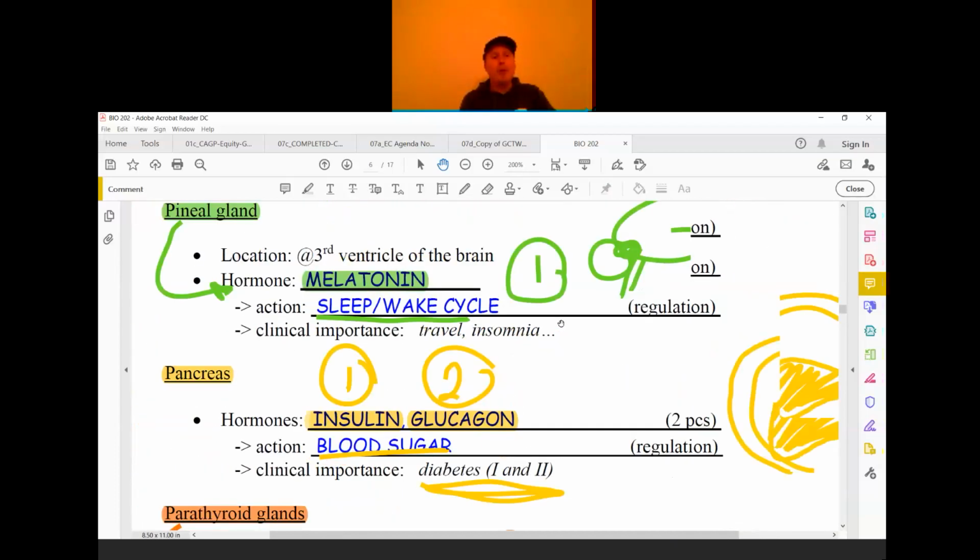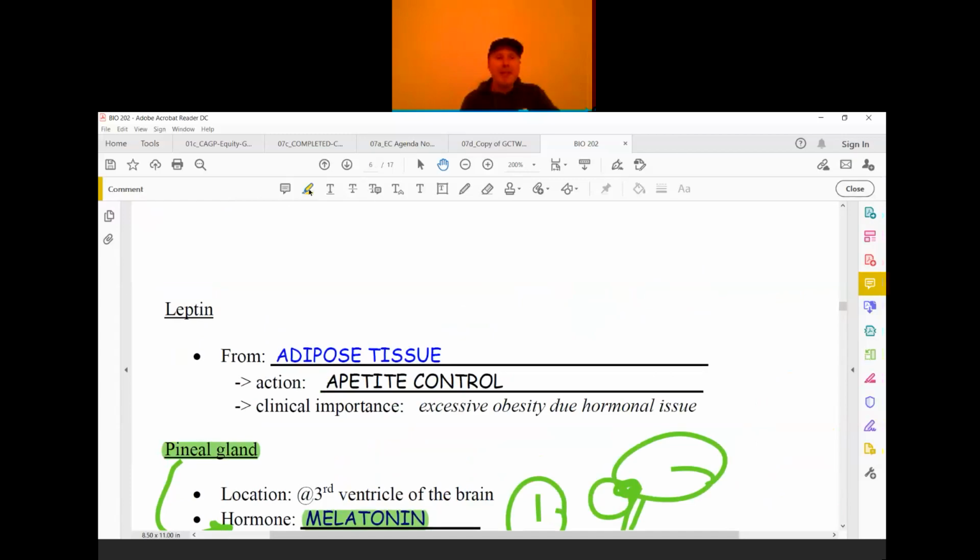Now, the last hormone that we have left is going to be leptin. The reason why I left leptin as the last one is that it's hard to pinpoint it to a specific body part. That's because it is actually the fat tissue, the adipose tissue, that produces leptin. And you might wonder, why would this be the case? Well, leptin is a hormone that helps us to control our appetite, so whether you're hungry or not.